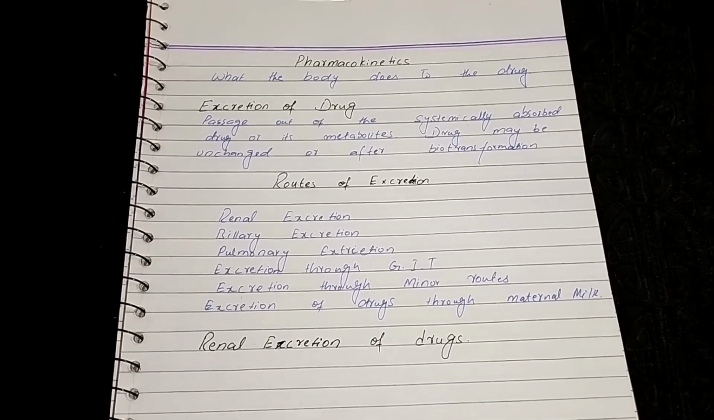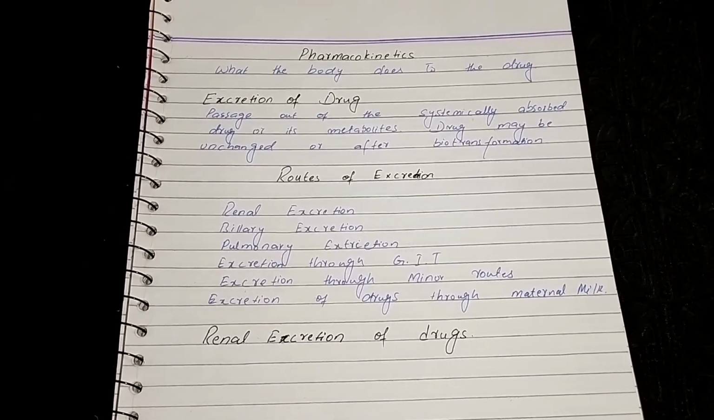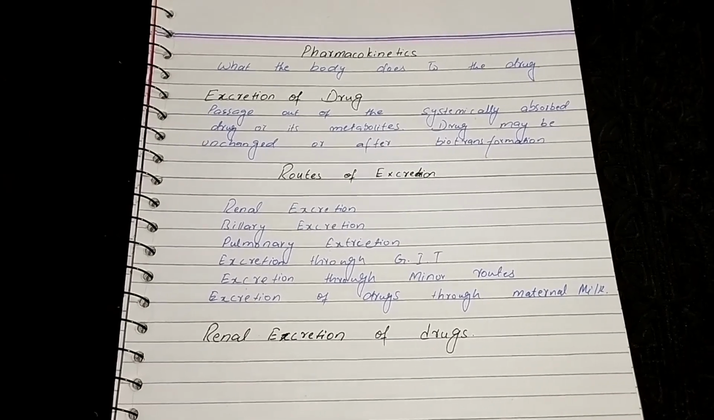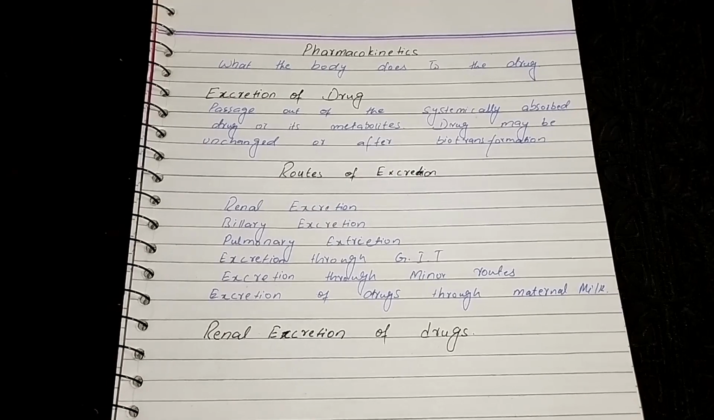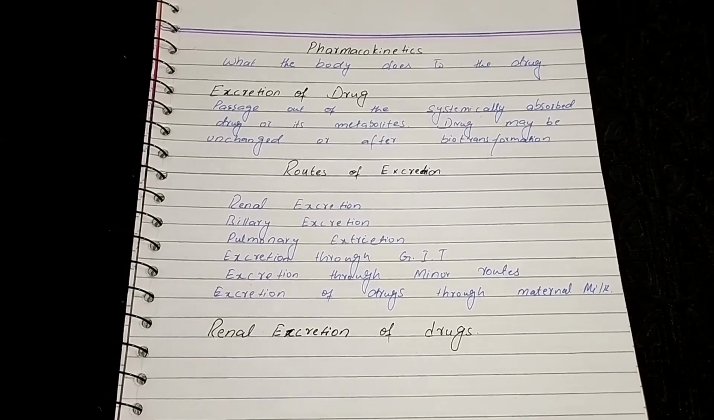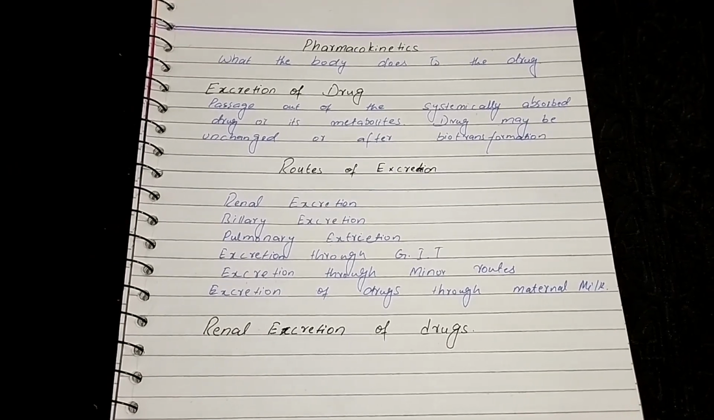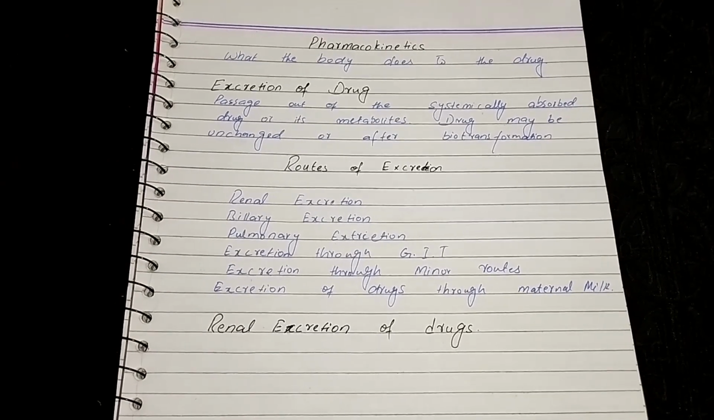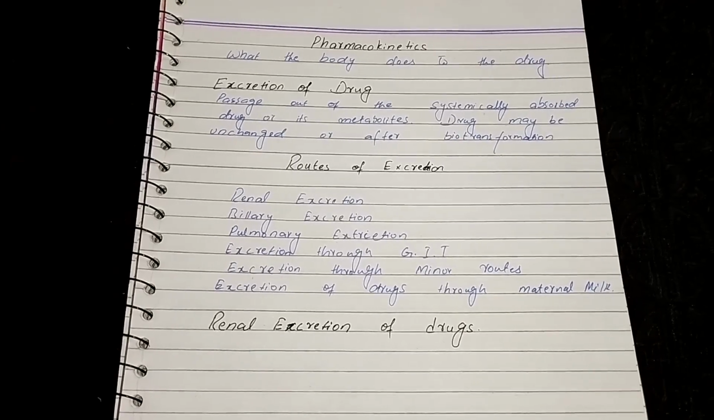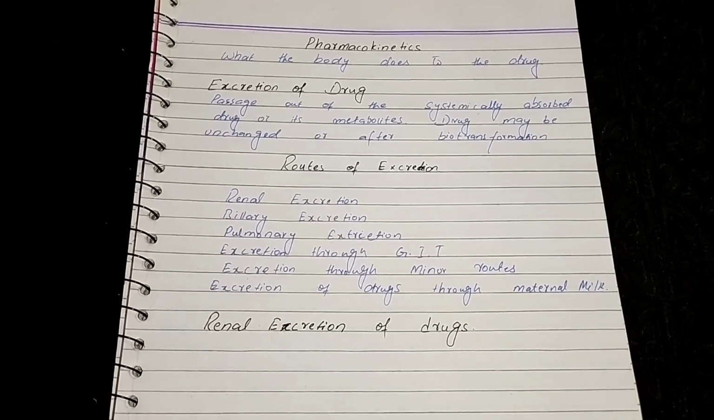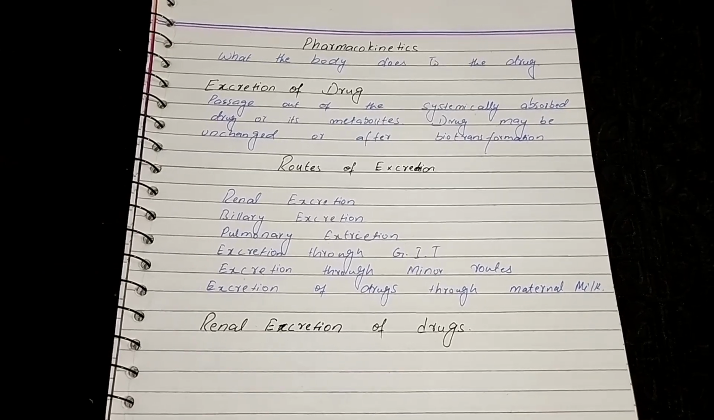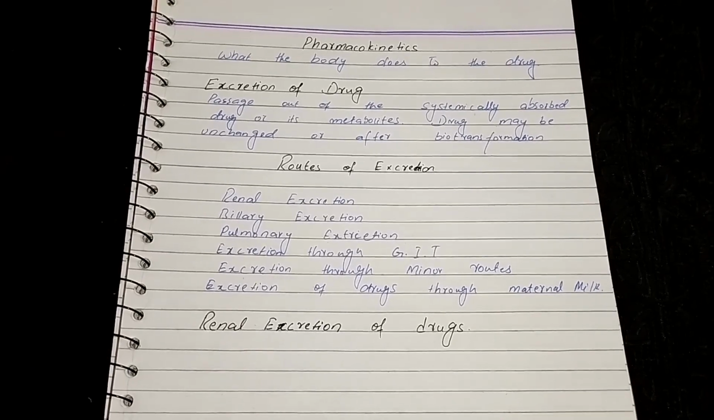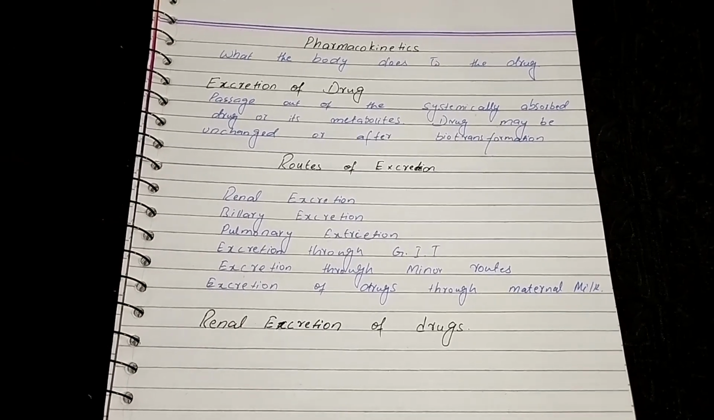Excretion is the passage out of the systemically absorbed drug or its metabolites. It is the process by which a drug or its metabolite is eliminated from the body. Drug may be excreted unchanged or after biotransformation. Drugs are excreted through different routes. These include renal, biliary excretion, pulmonary excretion, excretion through GIT, excretion through minor routes, and excretion of drugs through maternal milk. I will discuss in detail one by one.